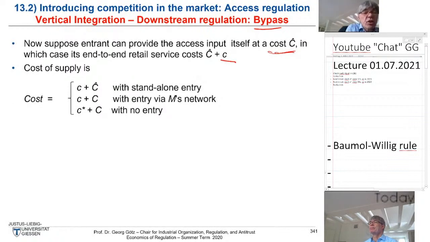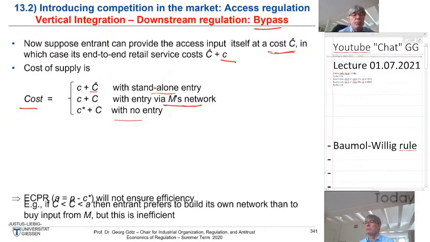Okay, and what is the cost of supply then? It has a cost of supply with standalone entry. That is, it sets up its own network from small c plus capital C hat. If it uses M's network, it's c plus this capital C, and if it doesn't enter, the entrant, of course, we just get this incumbent's cost here.